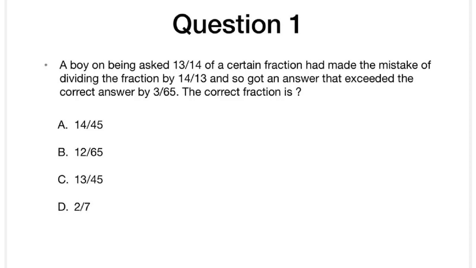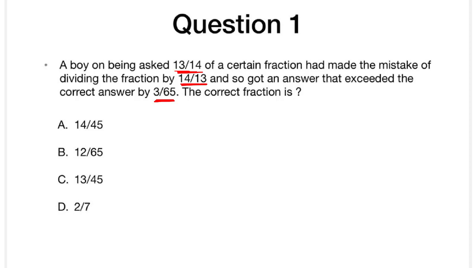Here they ask a simple thing: a boy, on being asked to find 3 by 14th of a certain fraction, made the mistake of dividing the fraction by 14 by 13. That means he did it the opposite way, right? And so he got an answer that exceeded the correct answer by 3 by 65. So the correct fraction is... What exactly is asked here? He made it the wrong way round, so what is the correct fraction?